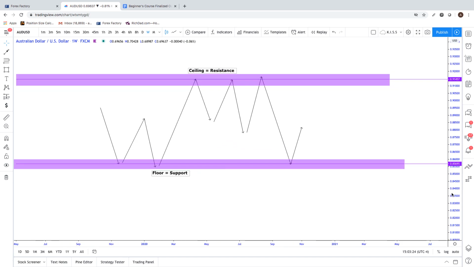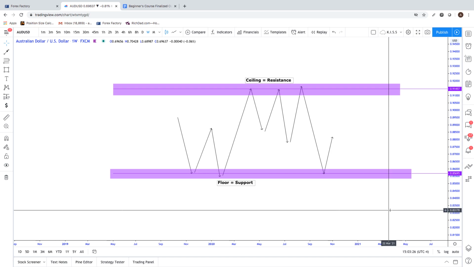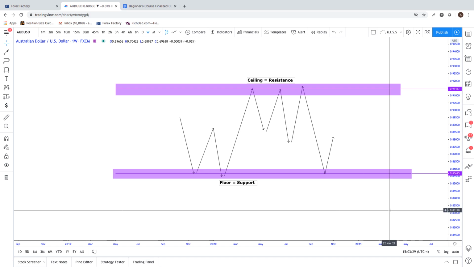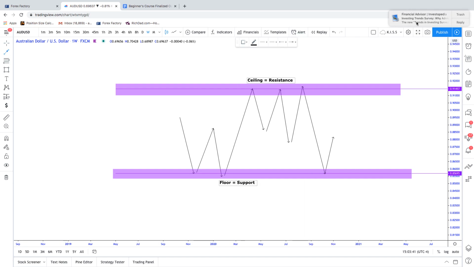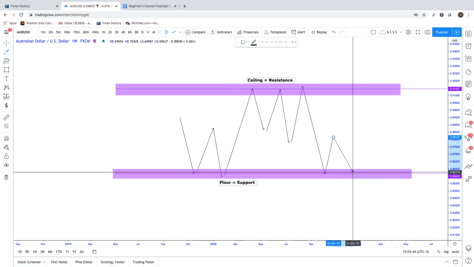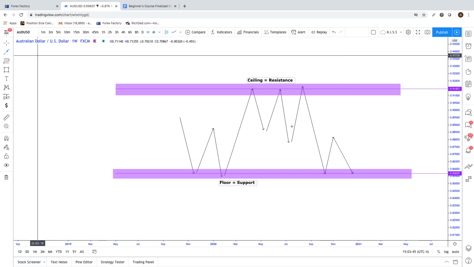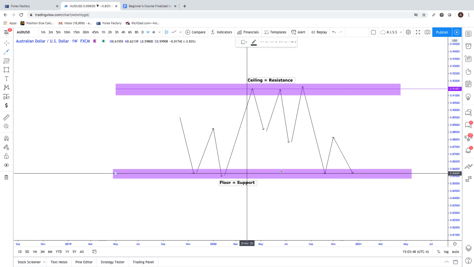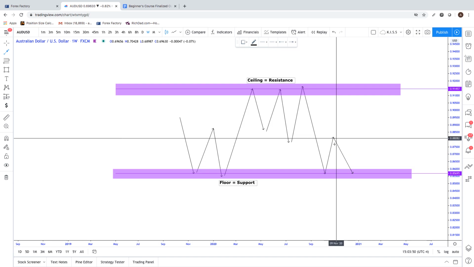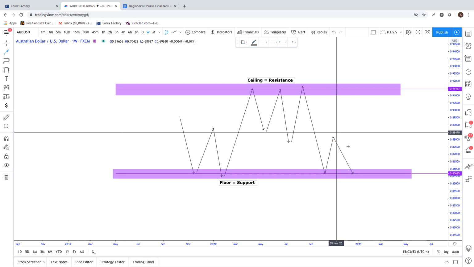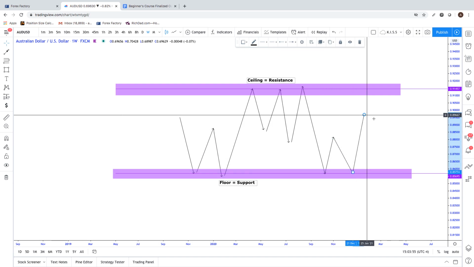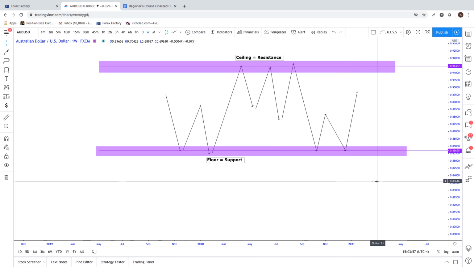Now, what I want to point out to you all is that we do not trade support and resistance. We do not trade simply off of support or off of resistance. We will not buy a currency pair simply because it's reached a support level where people have bought it in the past, where price has rejected and pushed back up in the past. We do not do that.